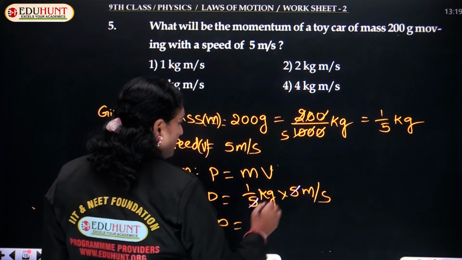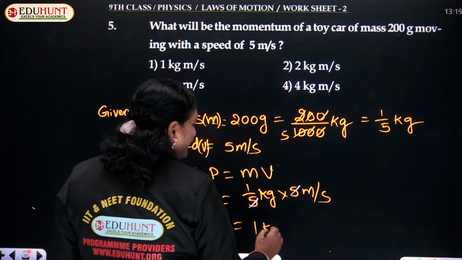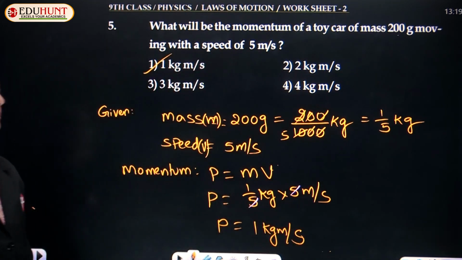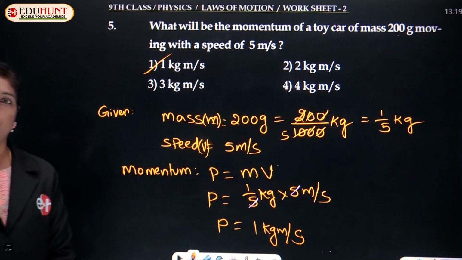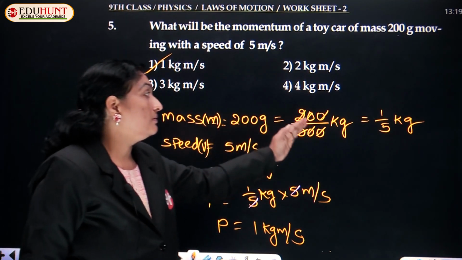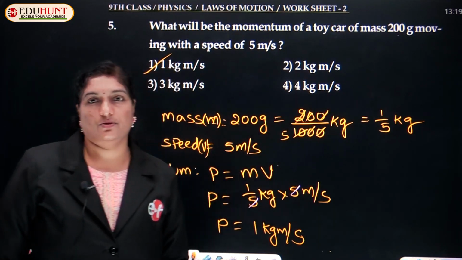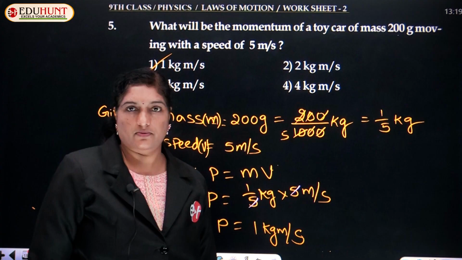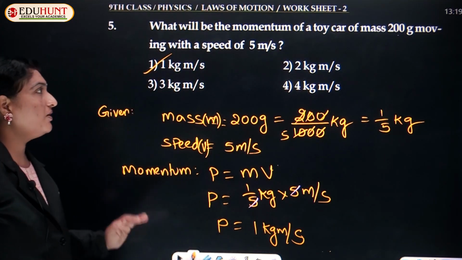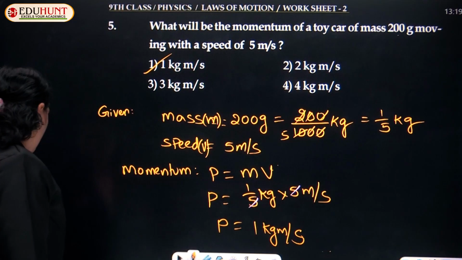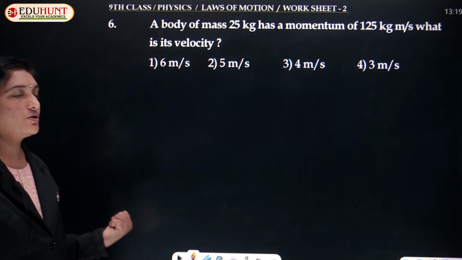Therefore, momentum of the body is 1 kg meter per second and hence option 1 must be true. Okay. So don't forget to convert it into SI system. If you directly take 200 grams, you may not get the proper result. So first of all, convert into proper standard units and then simplify accordingly. So now let us move to the next question, children.